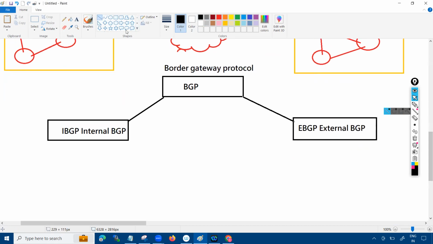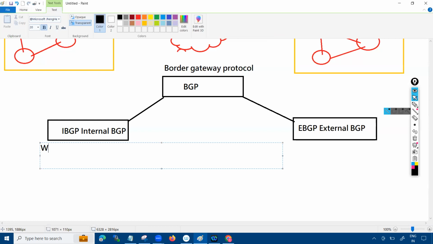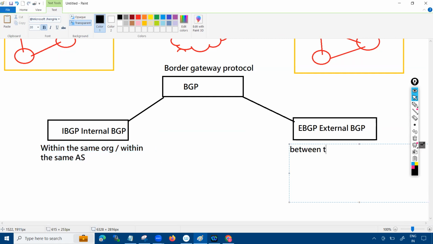So if I talk about the internal, internal means what? Within the same organization, or we can say within the same autonomous system number. Same thing if I talk about the external BGP: between organizations, or we can say between AS numbers.